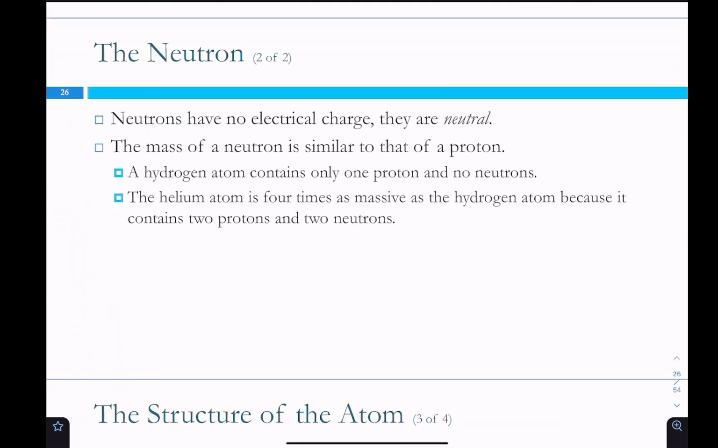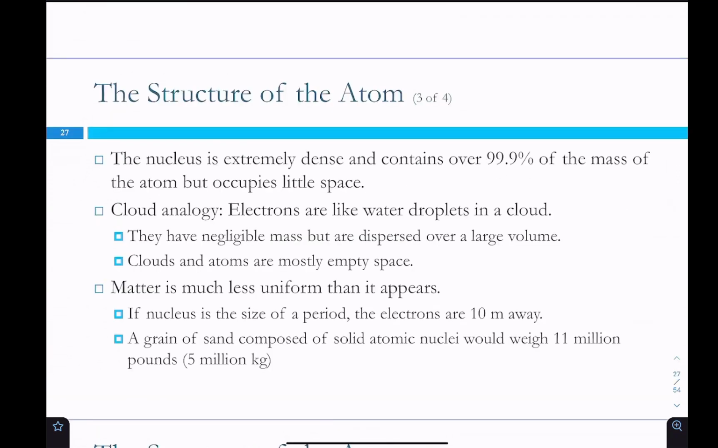So neutrons have no electrical charge, they are neutral. Neutron, neutral, right? They sound the same. Protons are positive, electrons are negative. The mass of a neutron is similar to that of a proton, slightly different. A hydrogen atom contains only 1 proton and no neutrons. The helium atom is 4 times as massive because it has 2 protons and 2 neutrons. So the nucleus is extremely dense, contains over 99.9% of the mass of the atom, but occupies very little space.